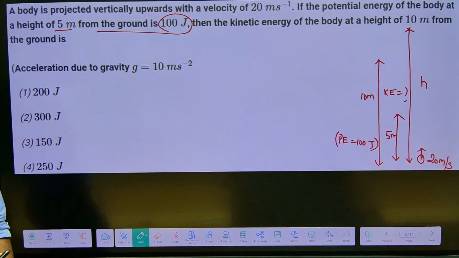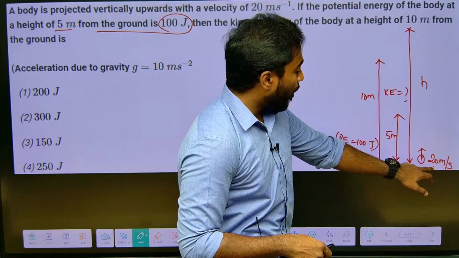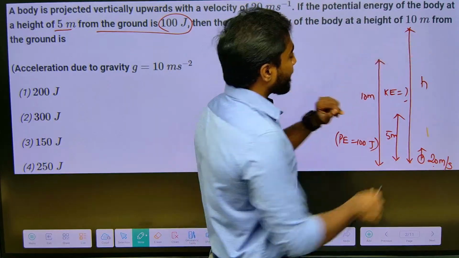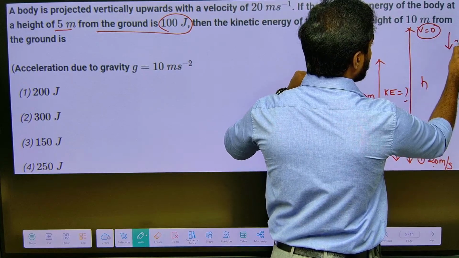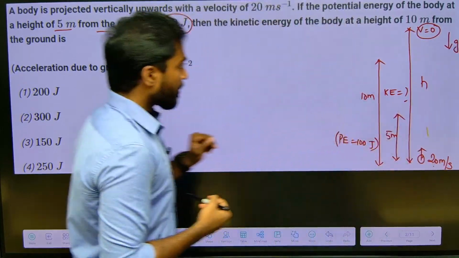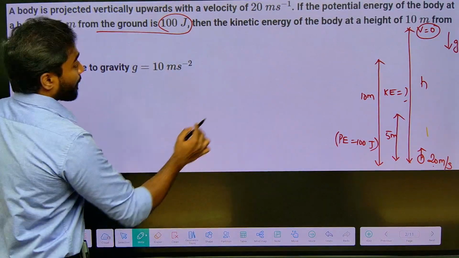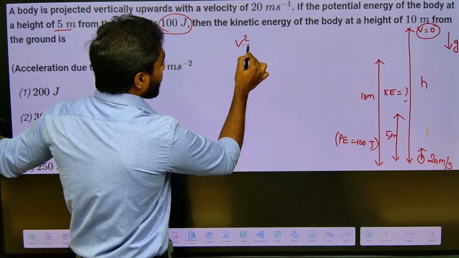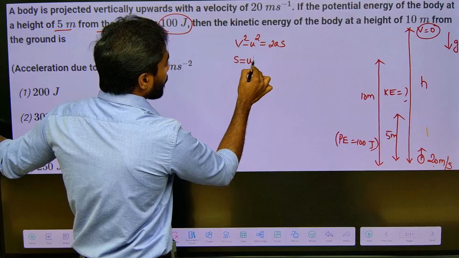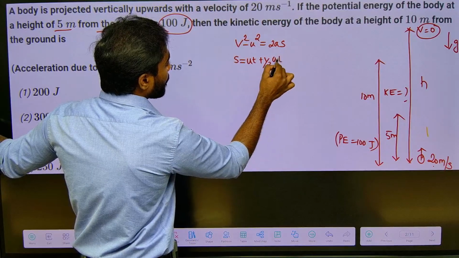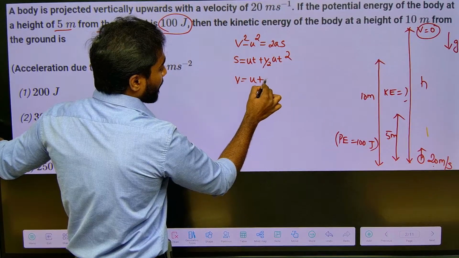This is the question. So when I project this object, if I reach the maximum height, the velocity will become 0. Acceleration is towards down, that is g, right. So from the kinematic equation, can I get the value of h? So what are the equations first? v square minus u square is equal to 2as, s is equal to ut plus half at square, and then v is equal to u plus at, right.